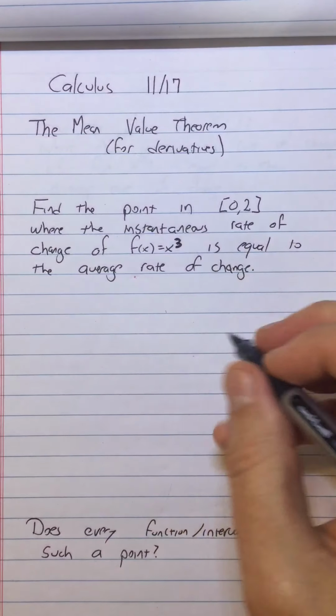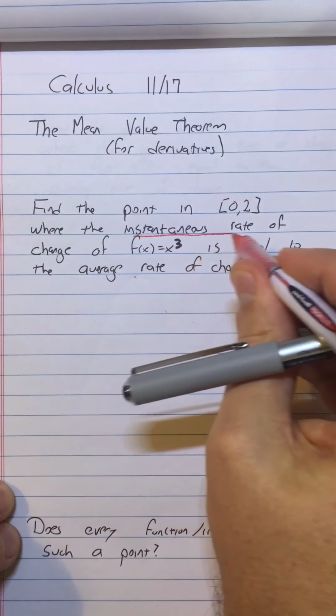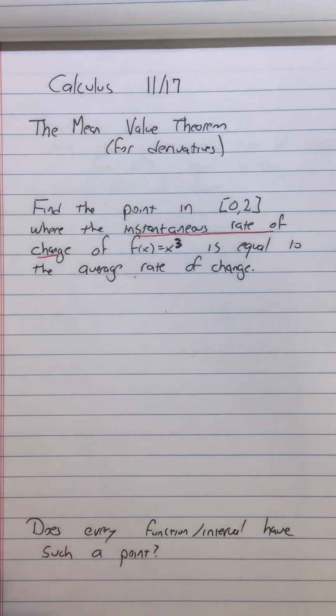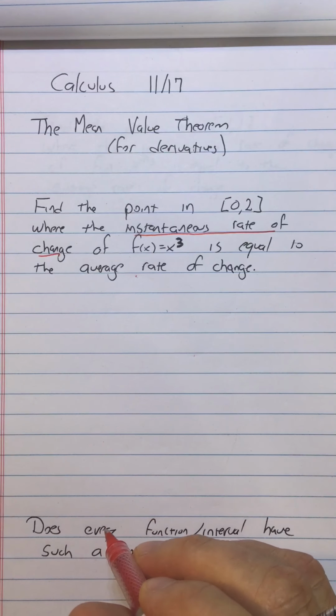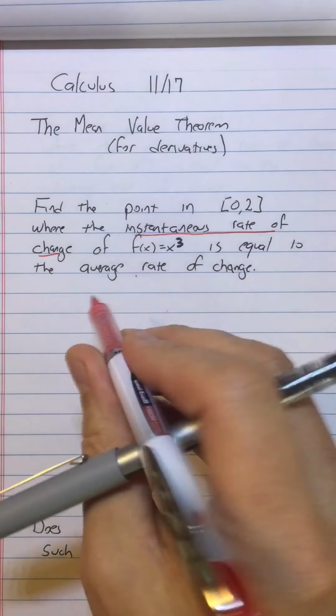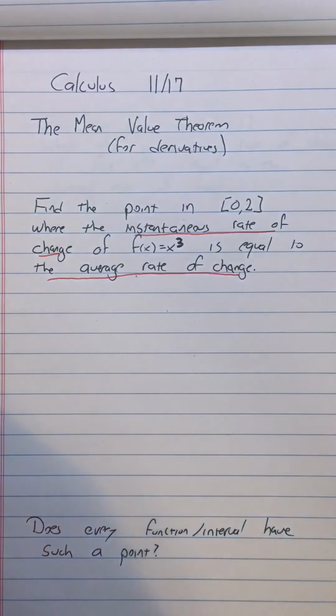So let's think about what this means. By the way, when they asked this on the AP exam, this is what they were thinking of. You didn't need to know the mean value theorem to answer the question, but this is what it was sort of pointing to. The instantaneous rate of change is equal to the average rate of change.